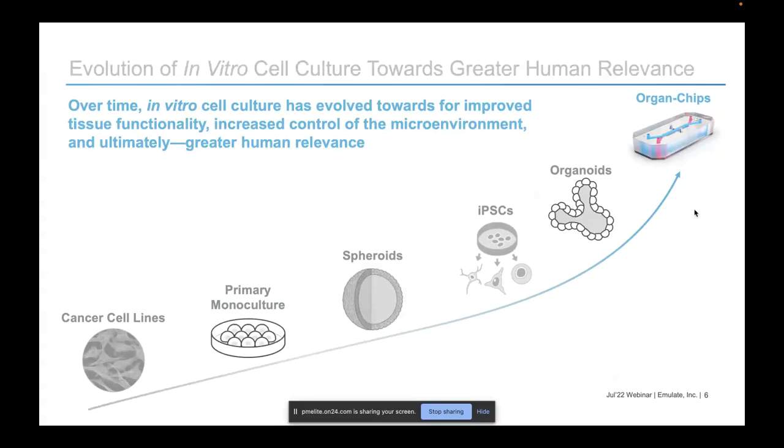We see organ chips as the next logical step change here in driving in vitro cell culture to greater human relevance. You can take that diverse, heterogeneous cell population that's present in organoids or any cell input, and then you can start to look at applying microphysiological forces to drive those cells to a better state of functionality, adding more complexity, and then improving the predictive power of the response of the model. And I'm going to show you how that can be done over the next few slides.